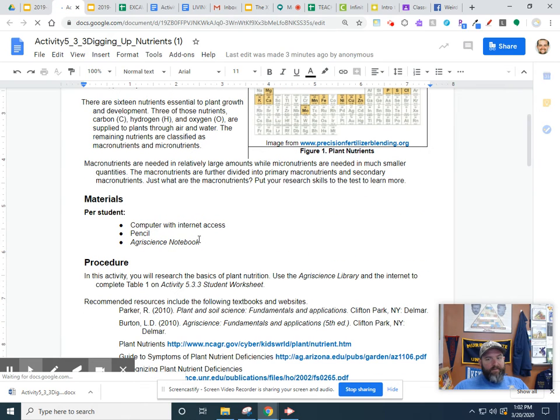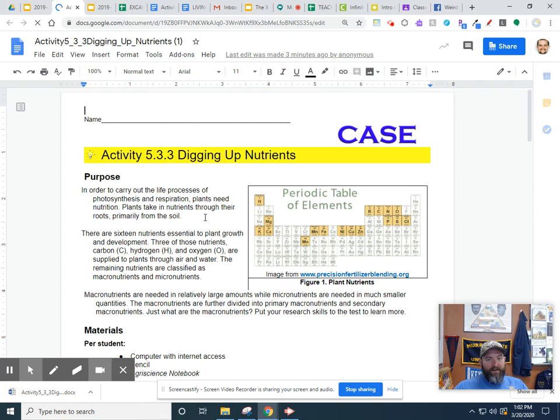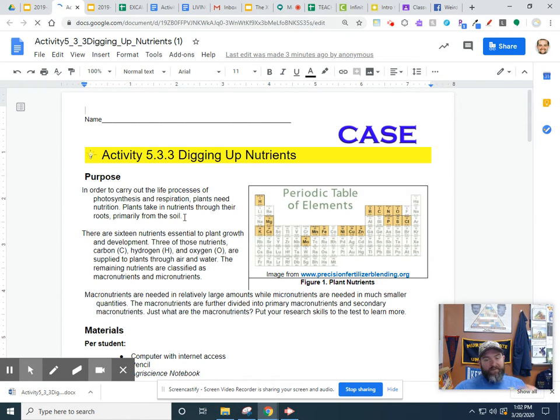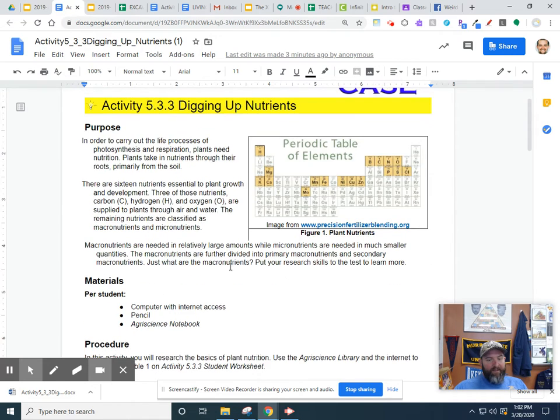So first off, you see this is really talking about plant nutrients, and what that is really is what the plants need in order to survive. They need nutrients, so they need things in the soil in order to be able to survive. So it talks about these nutrients. There's macronutrients and micronutrients, and you're going to be learning about those.